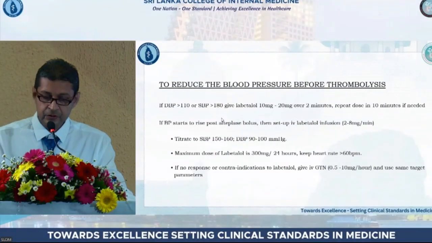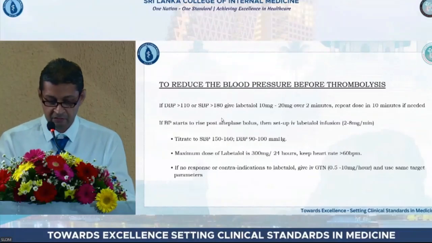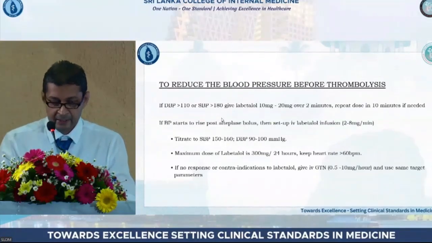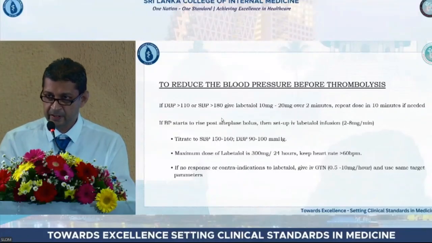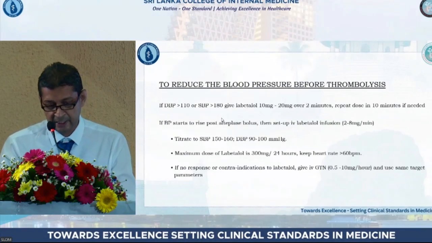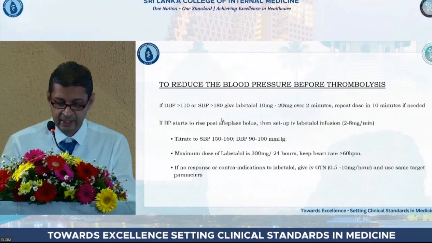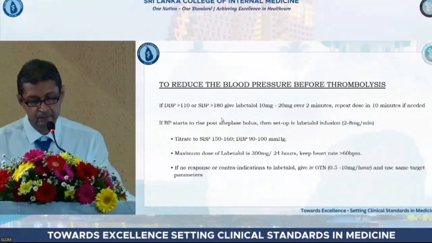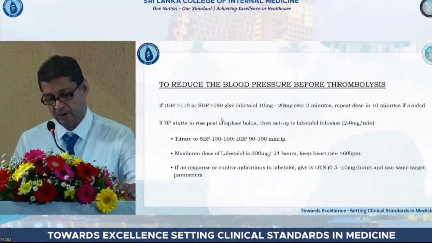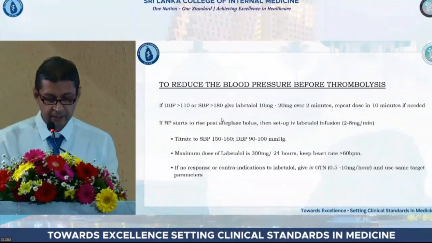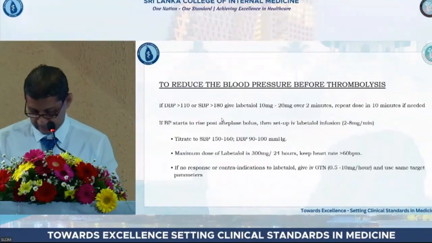Sometimes we may have to use labetalol infusion, and the dose should be titrated to maintain systolic blood pressure between 150-160 and diastolic blood pressure between 90 and 100. Maximum dose of labetalol that can be given within 24 hours is 300 milligrams, and we should keep the heart rate more than 60 per minute.